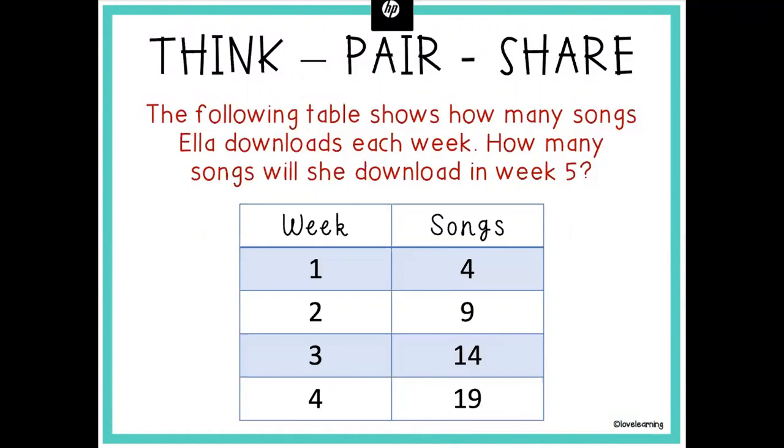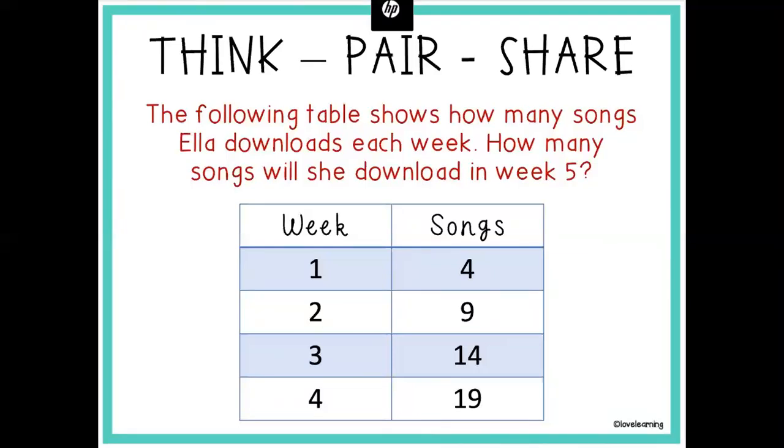Between the 3rd and the 4th week, it goes from 14 to 19. So that's also a difference of 5. If I did 14 plus 5, I would get 19. So for songs, I can say that each week, Ella downloads 5 more songs.